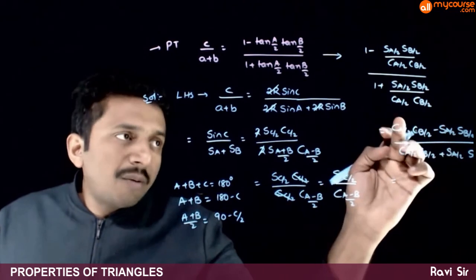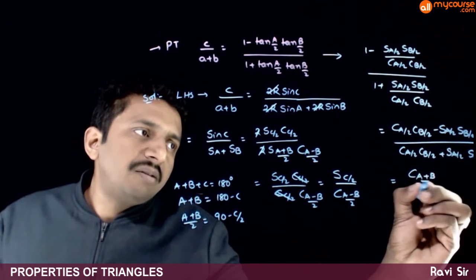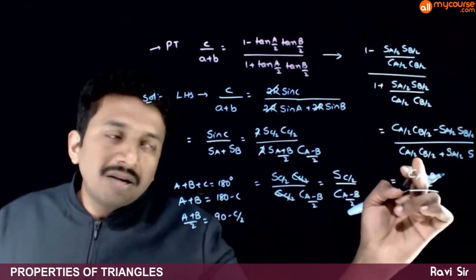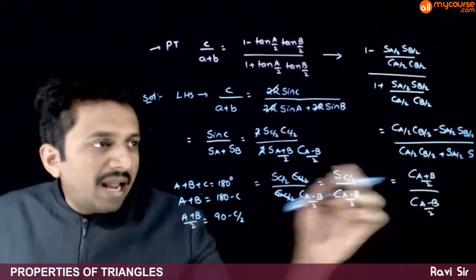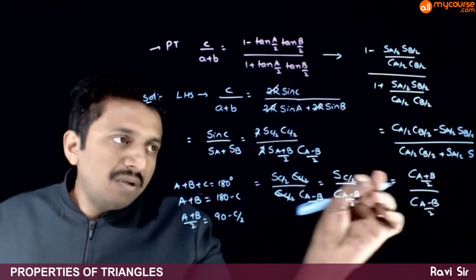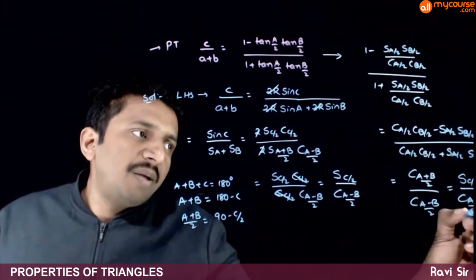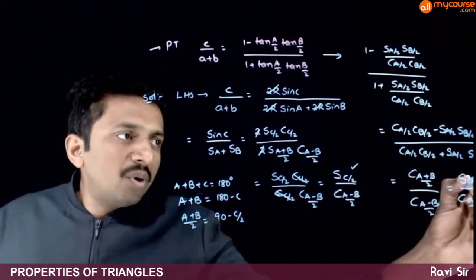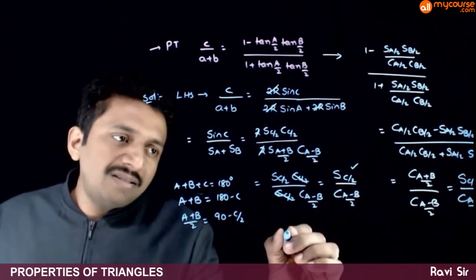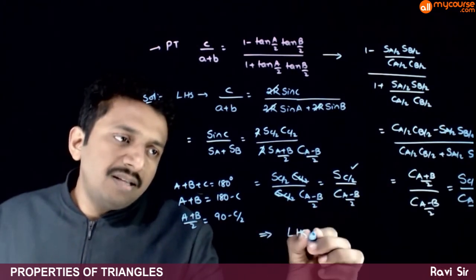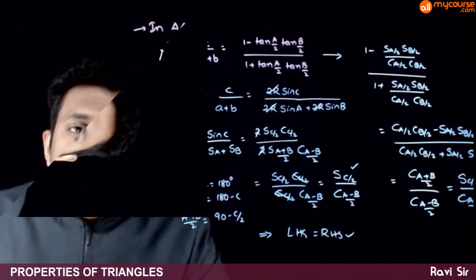So that is equal to, this is of the form cos A cos B minus sine A sine B. It's nothing but cos of A plus B by 2 divided by, this is of the form cos A cos B plus sine A sine B. That is cos of A minus B by 2. And again A plus B by 2 is 90 minus C by 2. Cos 90 minus C by 2 is sine C by 2 by cos A minus B by 2. So can you see that both LHS and RHS have converged to the same expression. Hence LHS is equal to RHS. So hence this is equal to this.